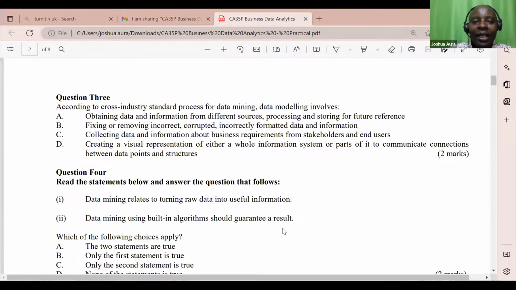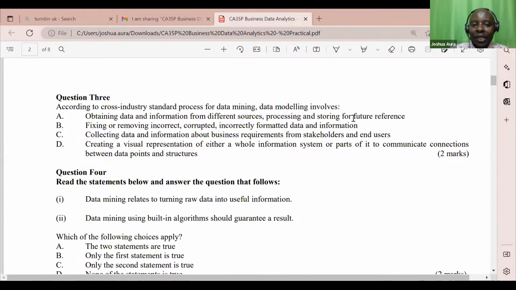A, obtaining data and information from different sources, processing and storing for future reference. Really, it can't be. When you're modeling, a good thing you're supposed to be thinking about is regression analysis. If you remember from your management accounting, you could draw that scatter diagram and see those patterns there. Then you come up with a regression line using the line of best fit, trying to establish relationships for purposes of what here? Prediction. So the correct answer, ladies and gentlemen, here is D.